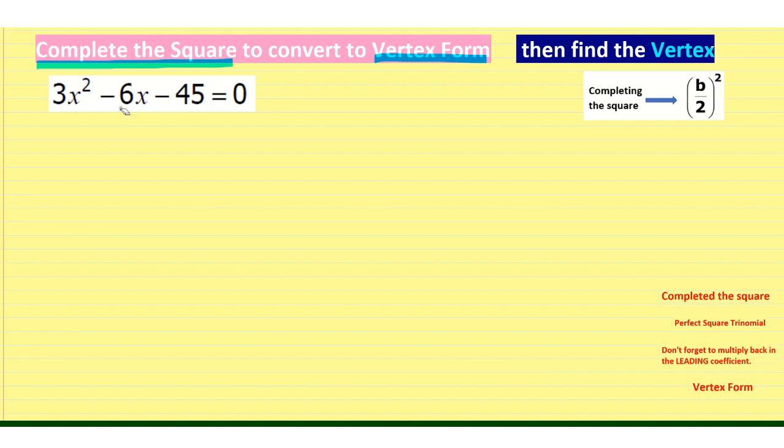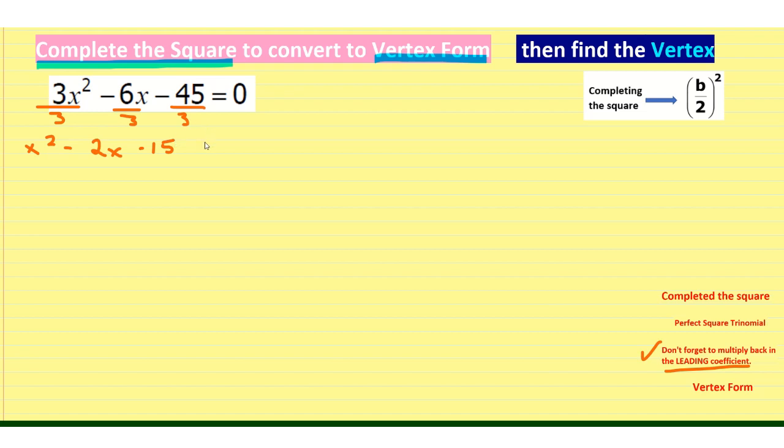The first thing I'm going to do is divide out the leading coefficient of 3. However, I need to warn you that later we are going to multiply that leading coefficient back in. So right now we're going to divide it out just to make our work easier, but later we will put it back in. Okay, so when I do that, this becomes x squared minus 2x minus 15.